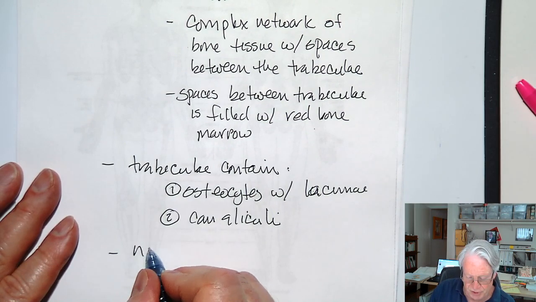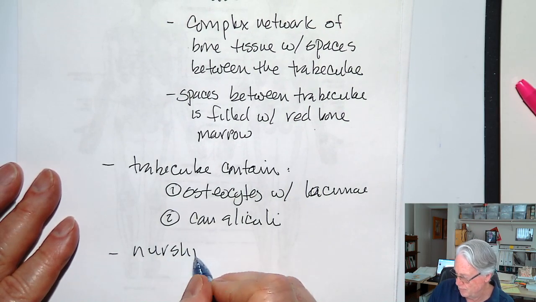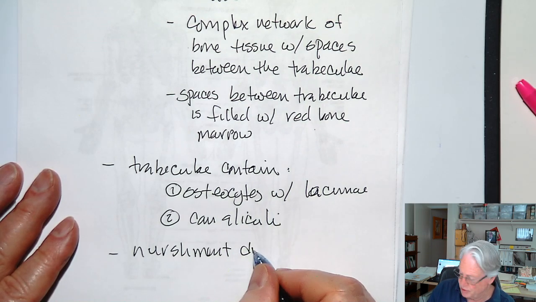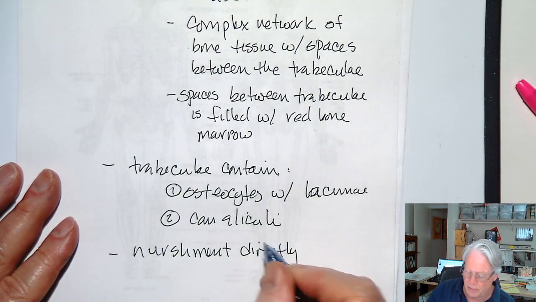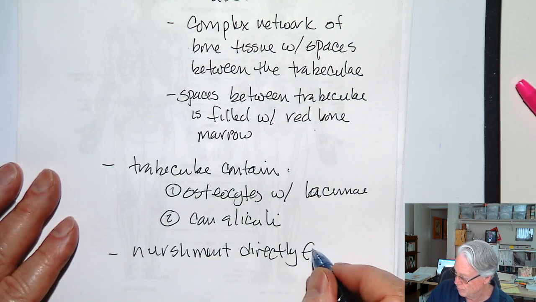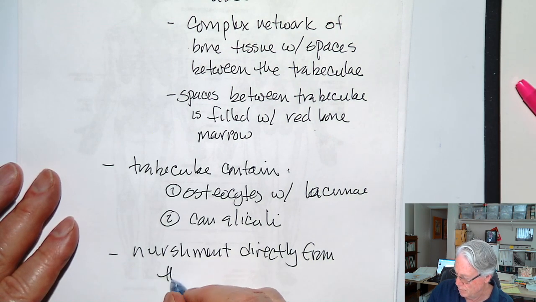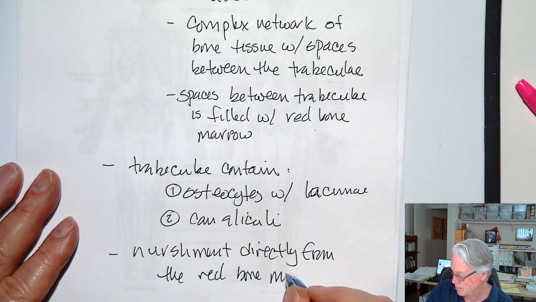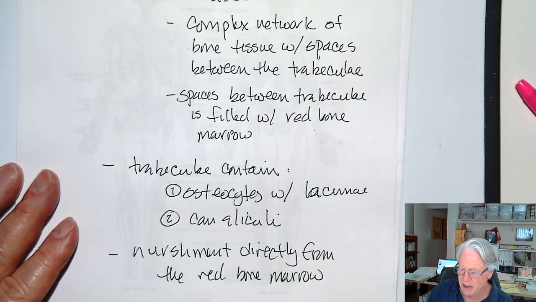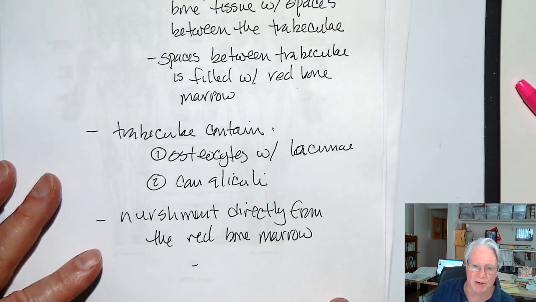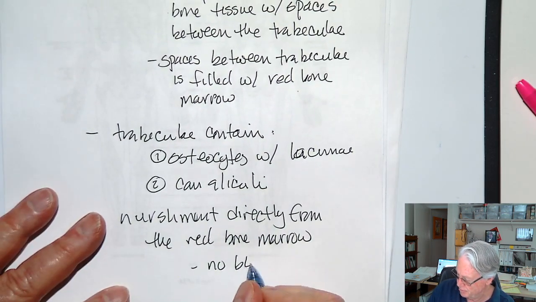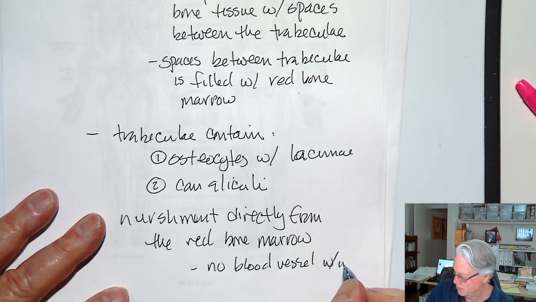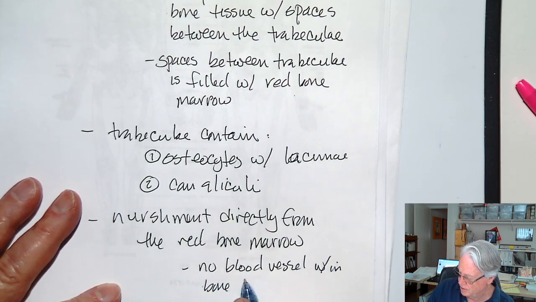Nourishment is going to come directly from the surrounding red bone marrow. So unlike compact bone, there are no blood vessels within bone tissue.